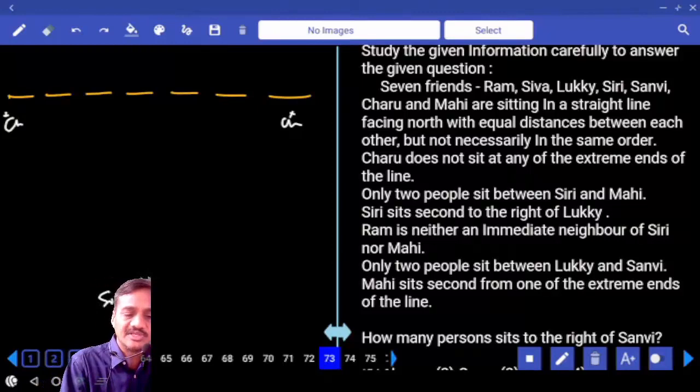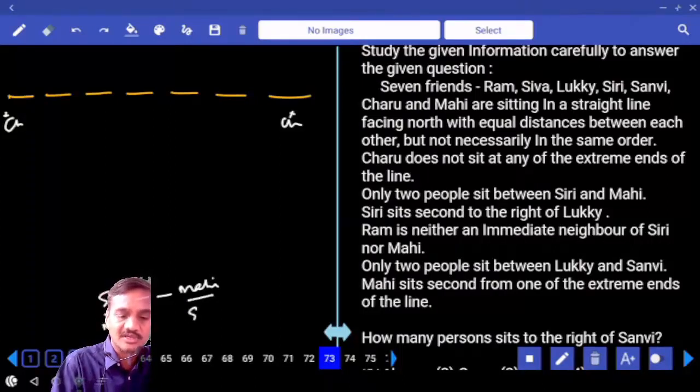Now in between Siri and Mahi, how many people are there? There must be exactly 2 people in any order. The order is not specified. Whether Siri is to the left hand side of Mahi or Mahi is to the left hand side of Siri.